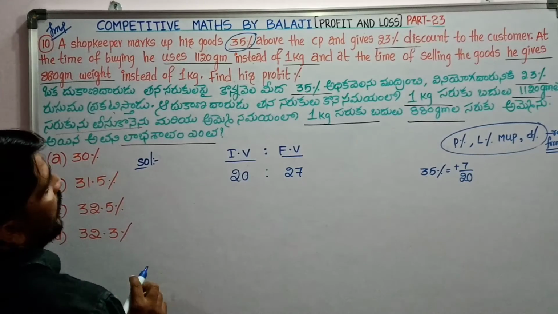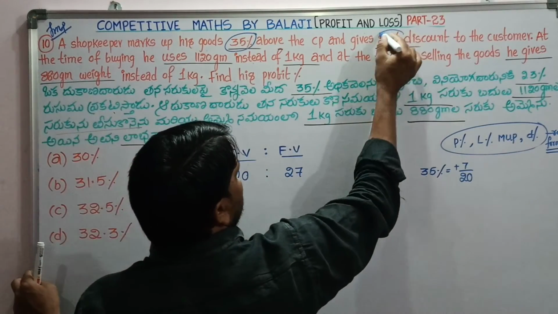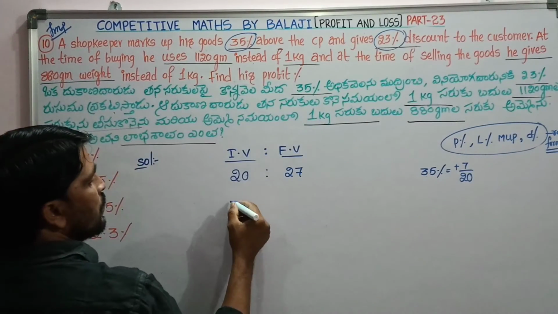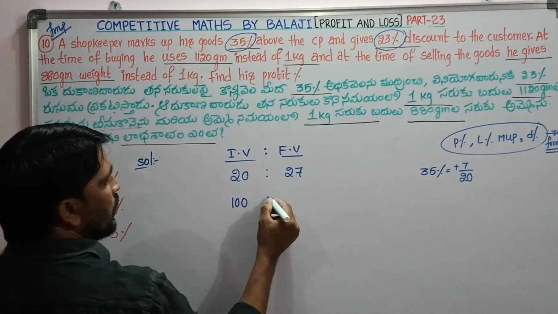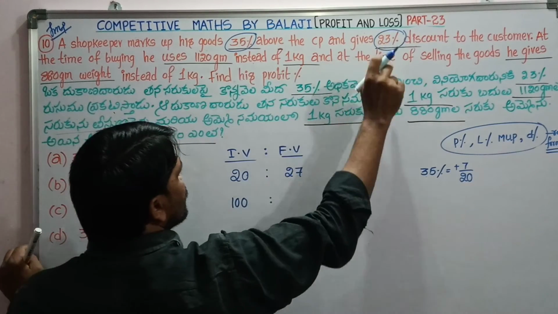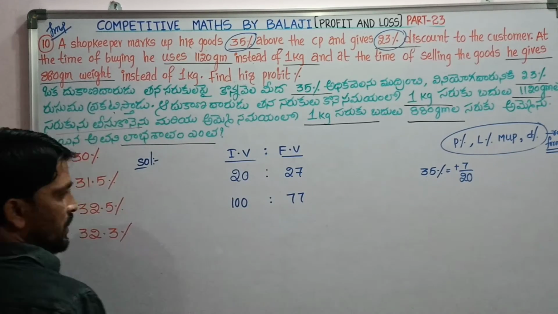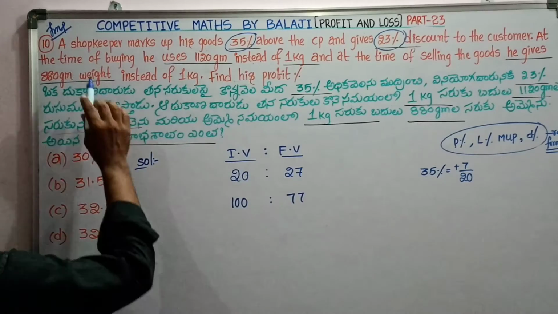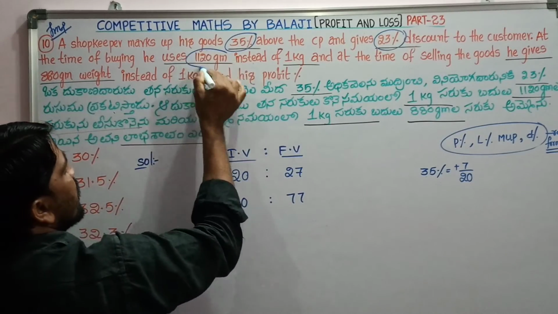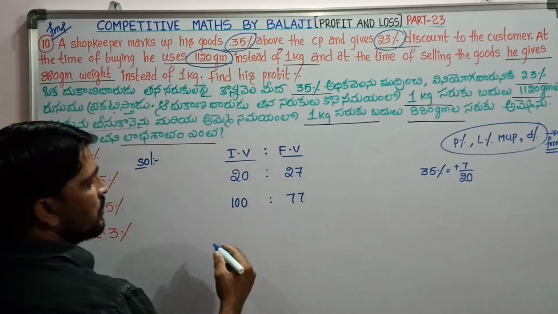Okay, yes. And he gives 23% discount. That means for every 100 rupees he gives 23 rupees discount. So he sells at 77 units. Okay. At the time of buying, he uses 1120 grams instead of 1 kg.